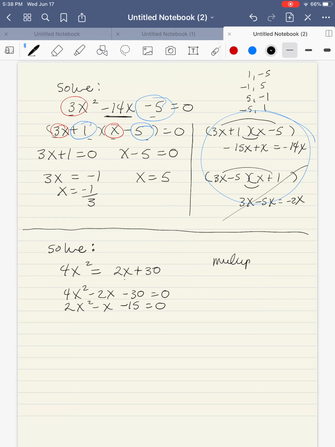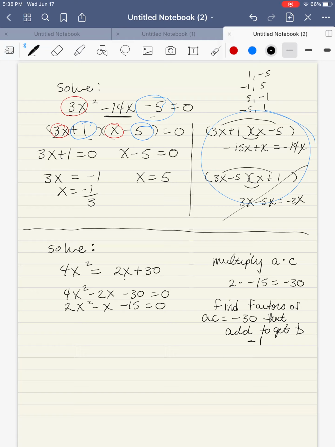So what the AC method says is to multiply the first and the last term, the A and the C, the two numbers there. So I'm going to multiply 2 times negative 15 and get negative 30. And then what I'm going to do is find factors of negative 30, of that AC, that add to get the B term. So find factors of the AC term that add to get the B term, in this case, negative 1.